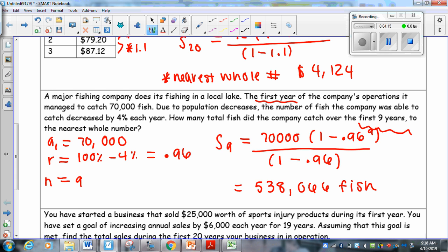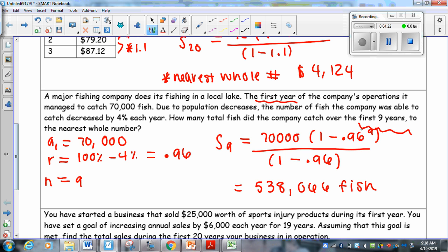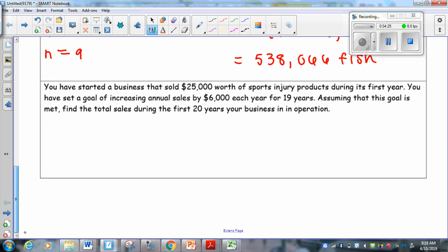Okay? All right, one more here. We've started a business that sold $25,000 during its first year. Again, since it says first year, we do have A1. So A1 equals 25,000. You have set a goal to increase the sales by 6,000 each year for 19 years. Assuming the goal is met, find the total sales during the first 20 years your business is in operation, so from 1 to 20.